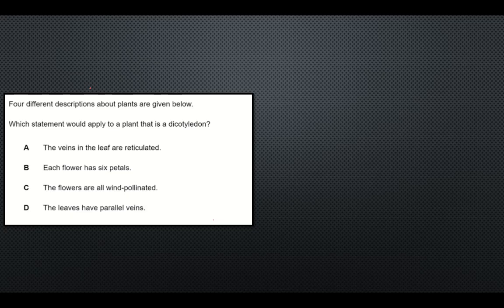Let's solve some MCQs. Four different descriptions about plants are given below. Which statement would apply to a plant that is a dicotyledon? Option A, the veins in the leaves are reticulated. Option B, each flower has 6 petals. Option C, the flowers are wind pollinated. Option D, the leaves have parallel veins. The correct answer of this question is option A, because the veins in the leaves are reticulated. The dicotyledonous leaf has branched veins.